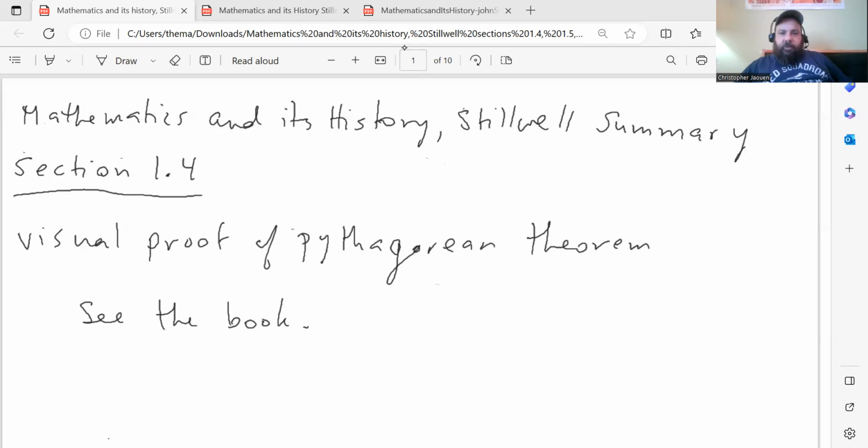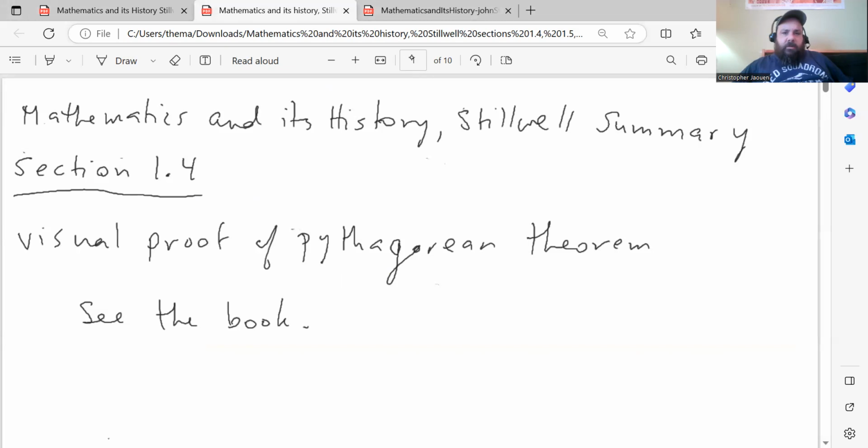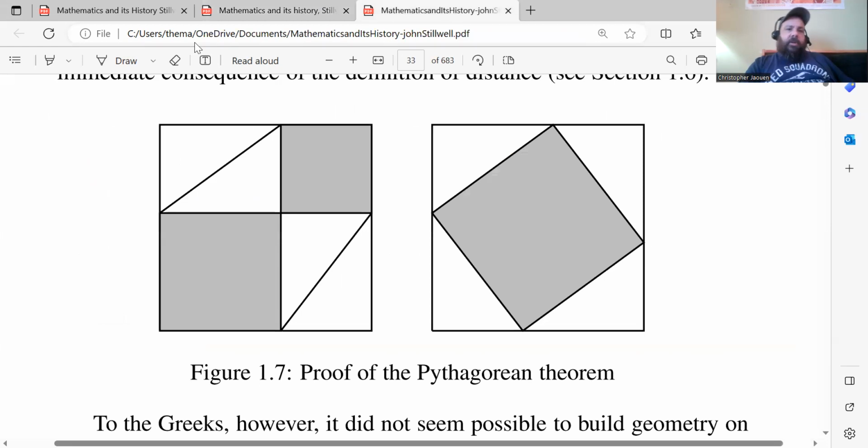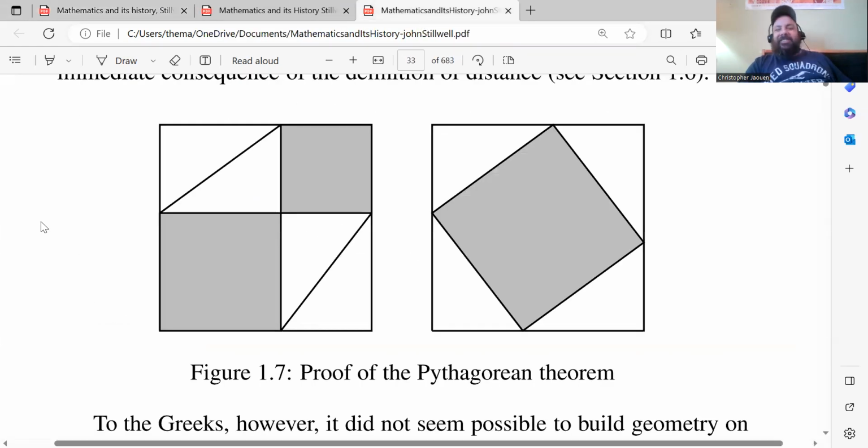If I can get the toolbar to go away. Okay. That's not what I wanted. I can't reach it here. This toolbar's in the way. Oh, there it goes. Okay. Whoops. Sorry. Having some technical difficulties here.